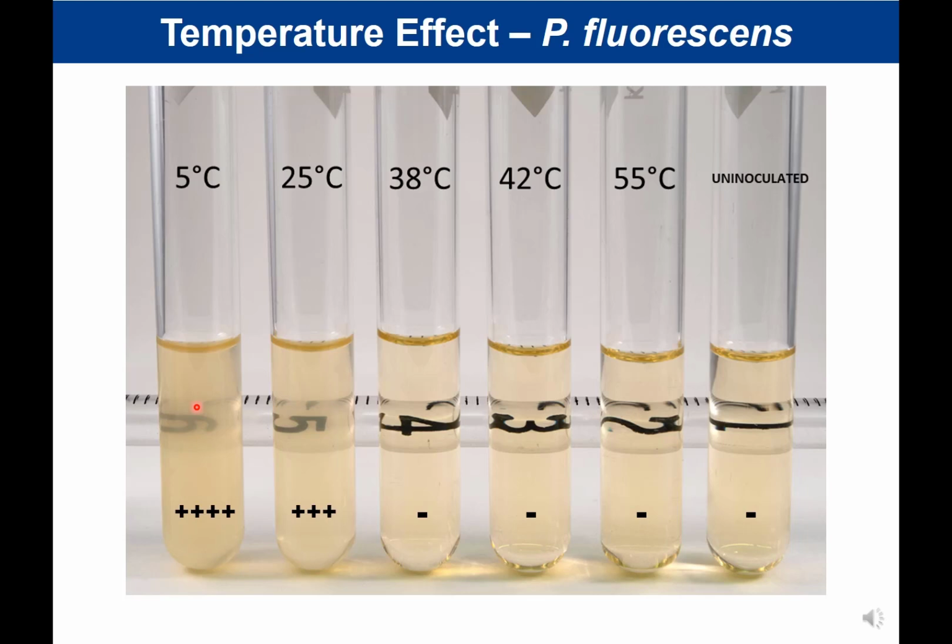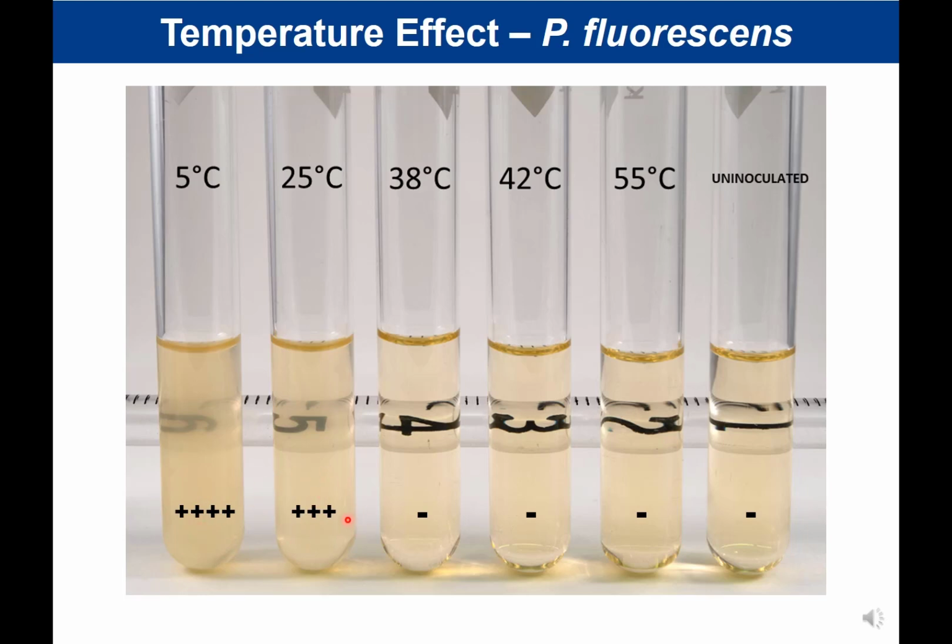And so if we were to roughly quantitate the amount of turbidity in each of these, we might conclude something like this. So our 5 degrees Celsius has the most amount of growth. So we're going to put this on a scale of 1 being the lowest amount of growth, negative being no growth, or 4 pluses would be the most growth. So 5 degrees Celsius, we get the most growth.